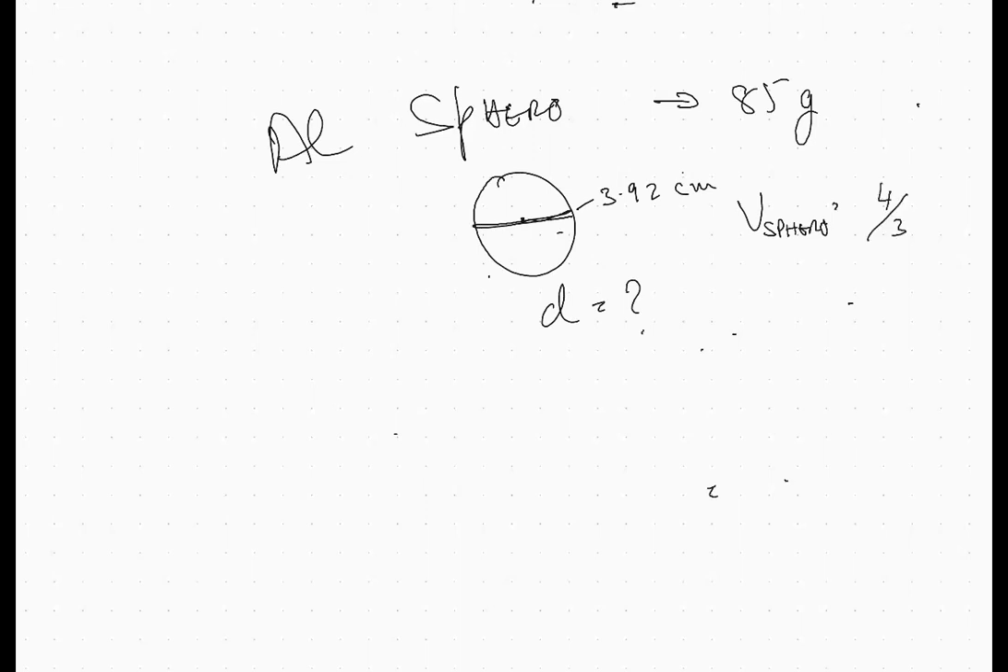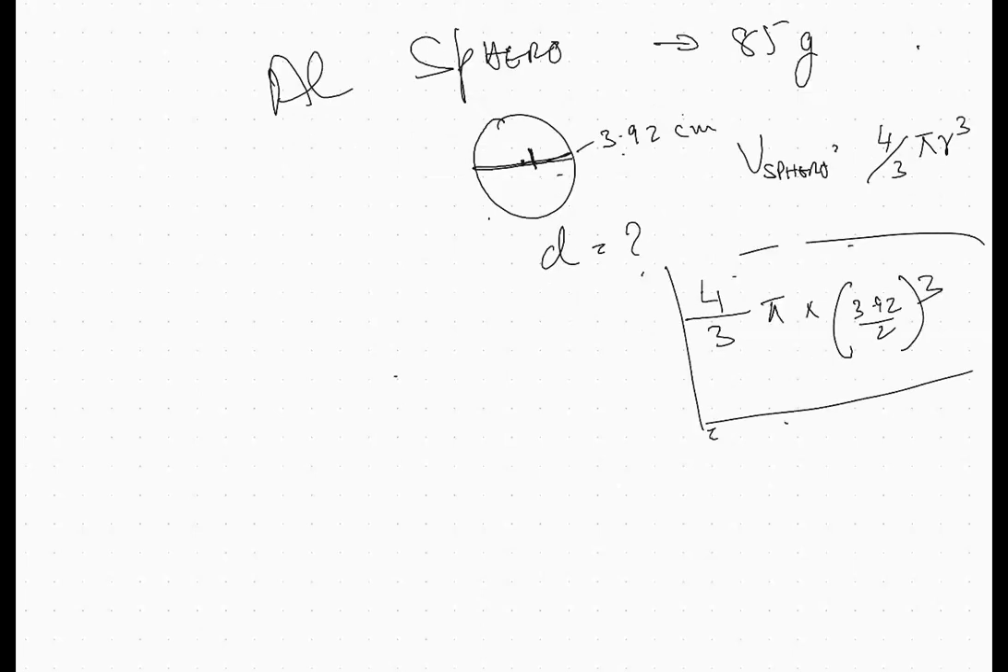So r is the radius. R is half of this, right? So I put 3.92 divided by 2, cubed. Right? That's the volume. I got the volume now. Okay, you can calculate 4 divided by 3 times 3.14 pi times 3.92 divided by 2, get the cube of this. Then you divide 85 by this value here, and then you get 2.7 grams per cubic centimeter.